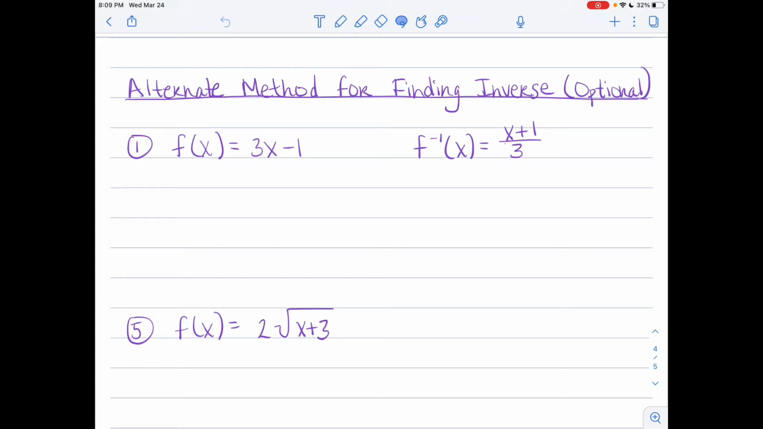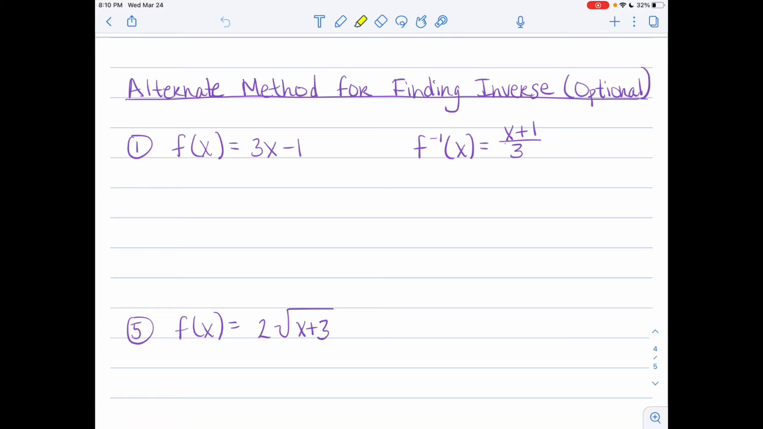Guys, I wanted to show you an alternate method for finding the inverse. So this is something that could be used on problems 1 through 5, and I think it's kind of a cool method. If you like it, you can use it, but if you don't, keep doing what you're doing and solving for your new y. Here's how it goes. I'm going to show you the way that it works by looking at problem number 1, both the original function and the inverse function. And then what we discover, we're going to apply to problem number 5 from before.